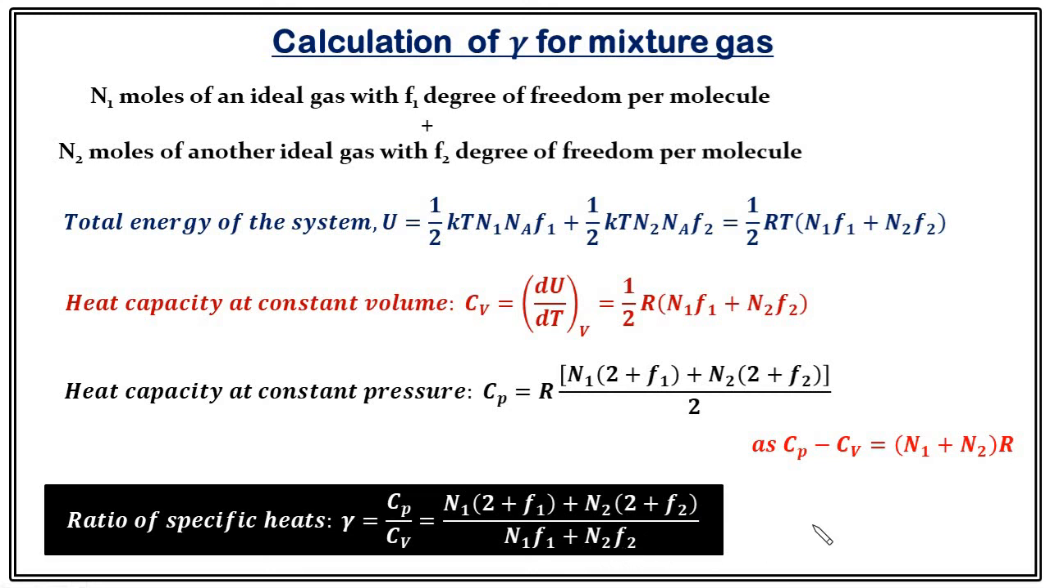I have calculated gamma, Cp and Cv for the single gas system, both in the monoatomic and diatomic cases. If you have a condition like a mixture of gases, then simply utilize this formula instead, and you can easily calculate these quantities: Cp, Cv, gamma, U.